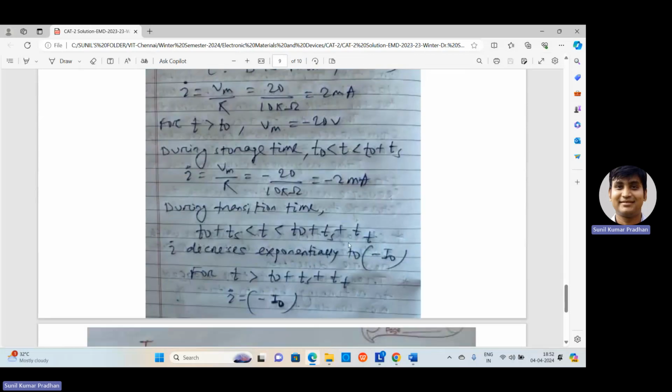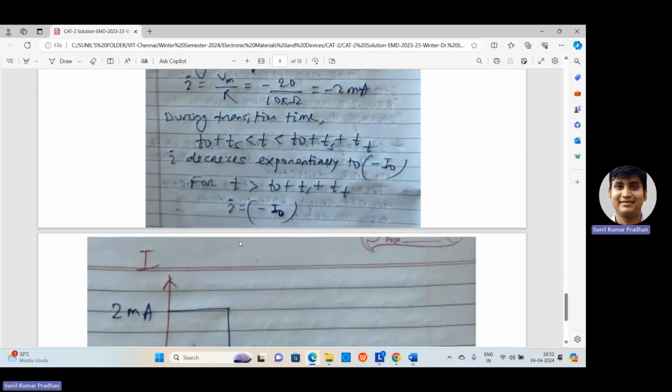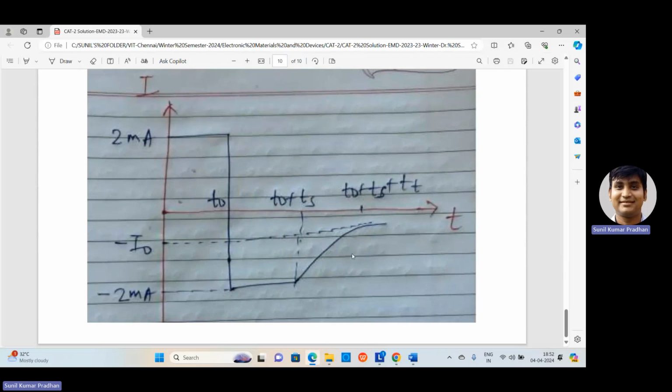So during the transition time, that means t greater than t naught plus ts and up to t naught plus ts plus tt, Id decreases exponentially to minus I naught. Okay, so for t greater than t naught plus ts plus tt, I will be equal to I naught. So if you take the current with respect to time, I'm taking current on the y-axis and time on the x-axis. So the sketch will be like this. If you can see, different intervals are there: 0 to t naught, t naught to t naught plus ts, then t naught plus ts to t naught plus ts plus tt. So the graph will look like this.